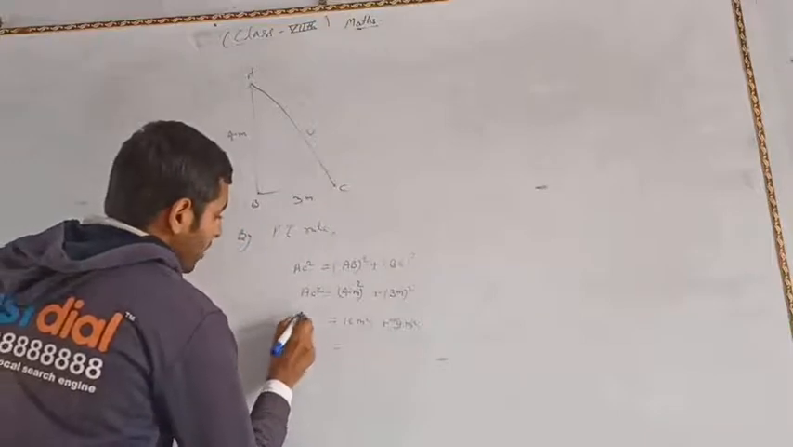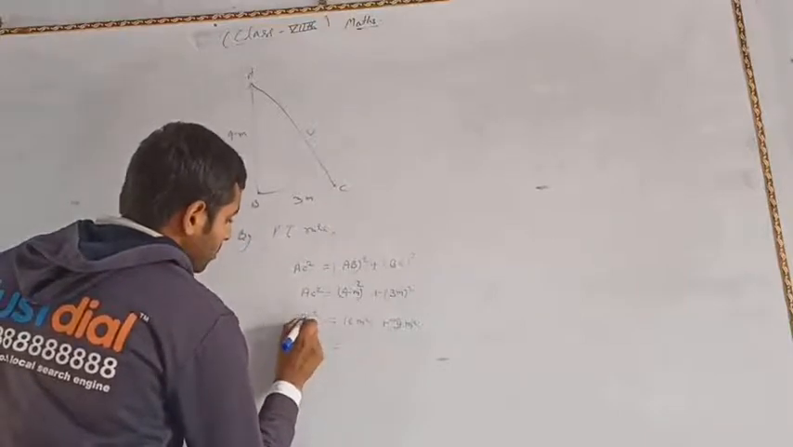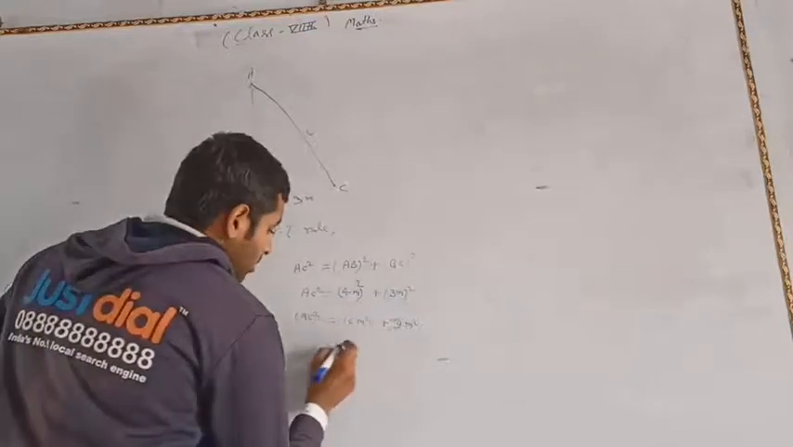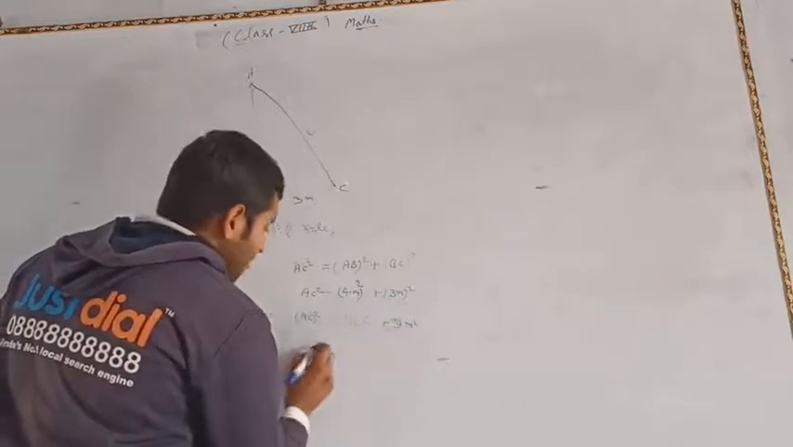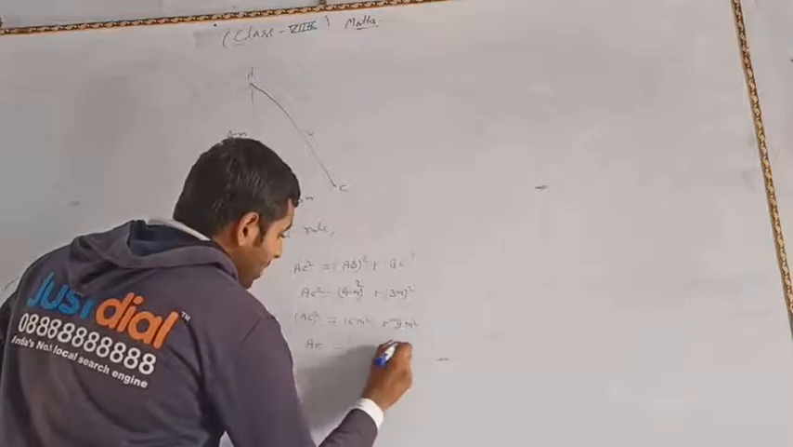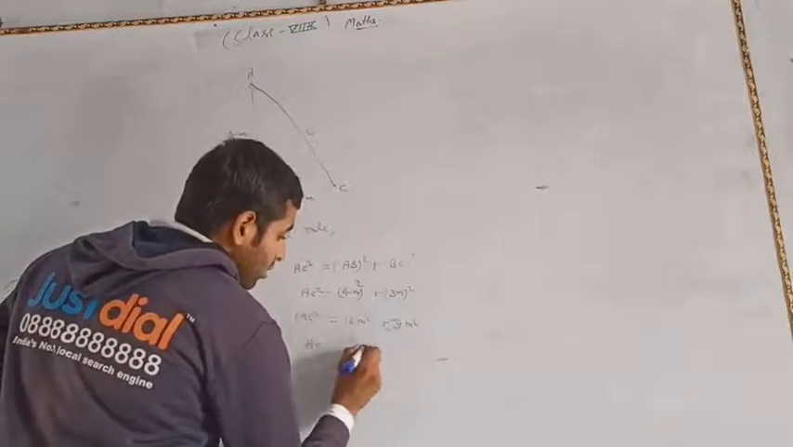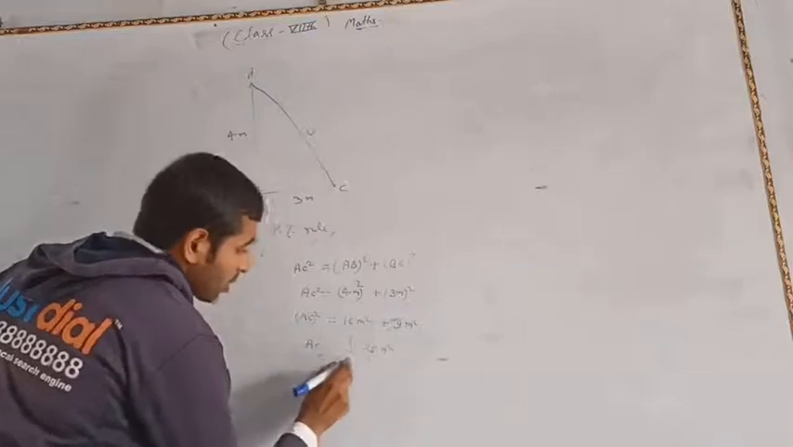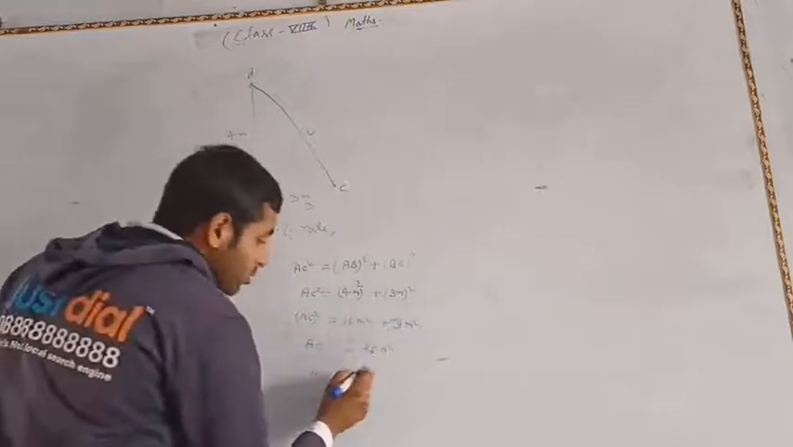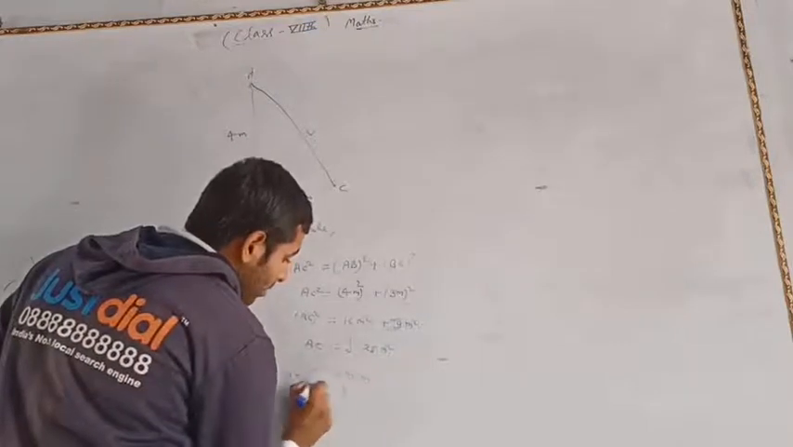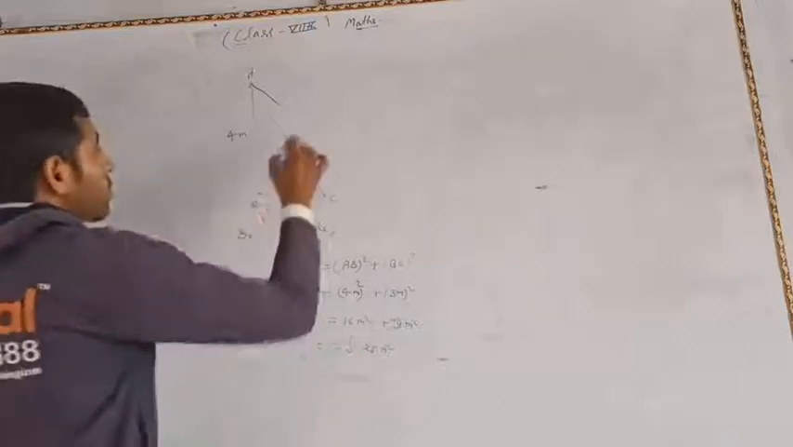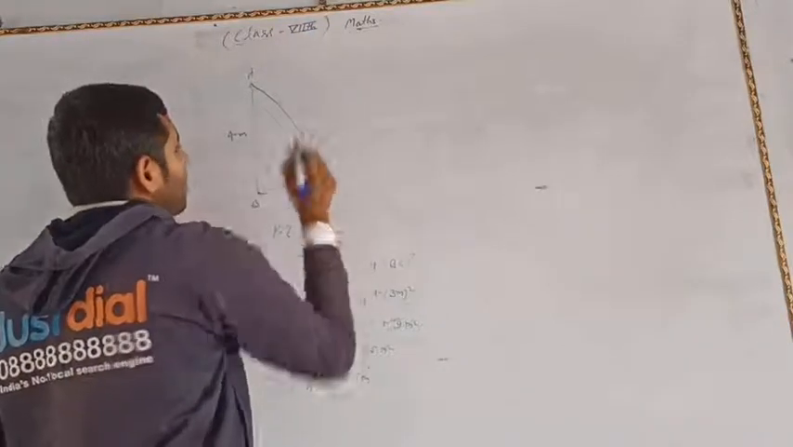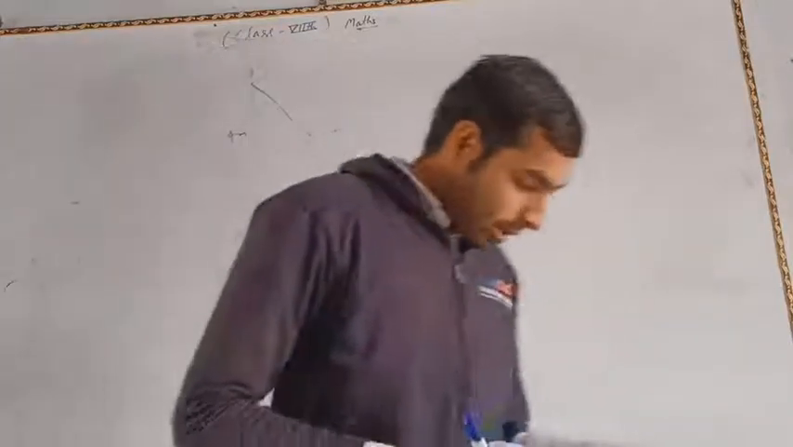Then AC square is equal to 16 meter square plus 9 meter square. Then AC is equal to under root 16 plus 9, which is 25 meter square. Then AC is the root of 25 meter square, which is 5 meter. So this is your answer. The value of this side AC will be 5 meter. So this is the required answer.